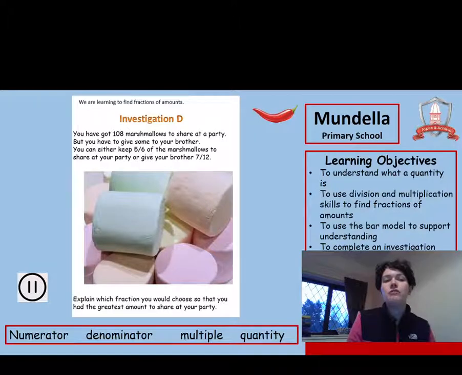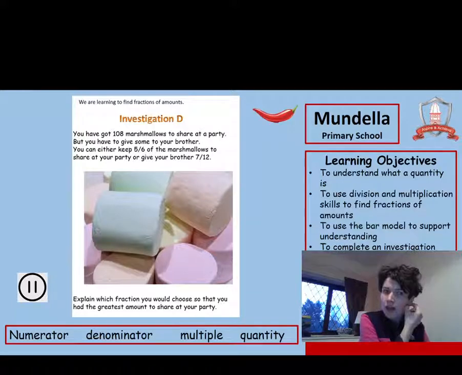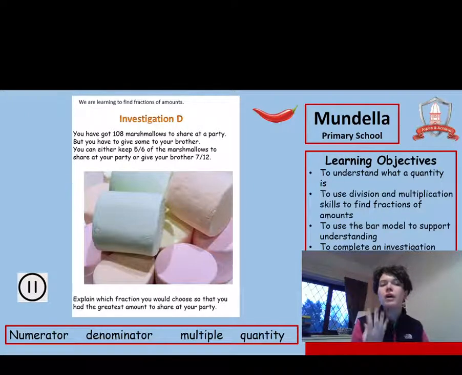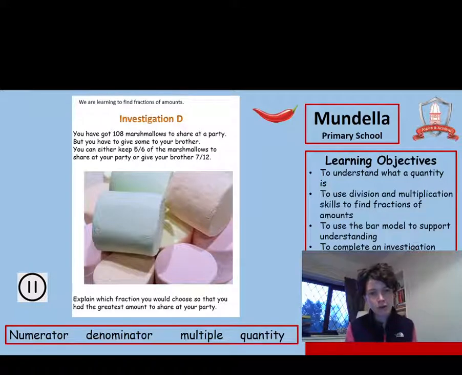And then red chili pepper challenge is investigation D, where you've got 108 marshmallows to share at a party, but you have to give some to your brother. You can either keep 5/6 of the marshmallows to share at your party or give your brother 7/12. Explain which fraction you would choose so that you had the greatest amount to share at your party. So just take care with the wording of this one if you're having a go at red chili peppers. You've got to think carefully about the phrasing of it and just work out which amount you're giving to your brother and which one you'd be able to keep for yourself to share at your party. Pause the video now to have a go at one of these investigations.